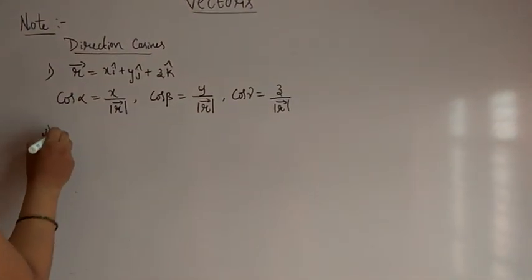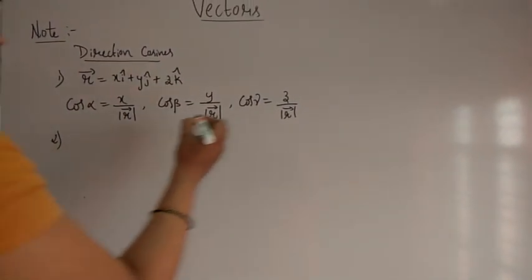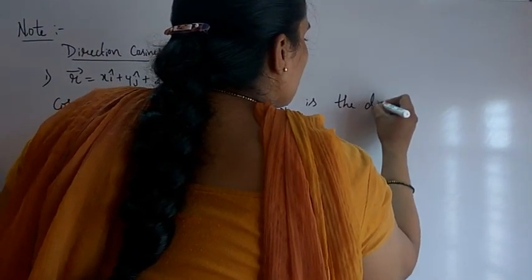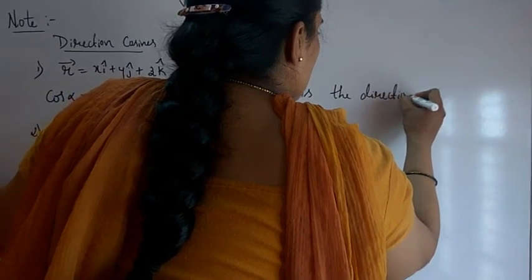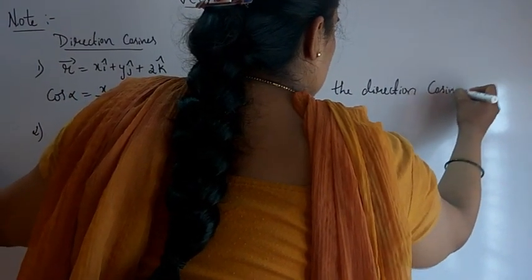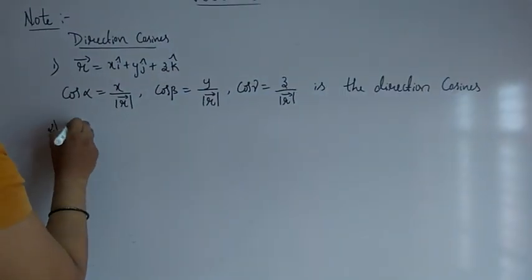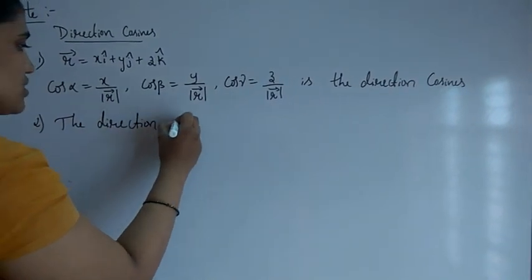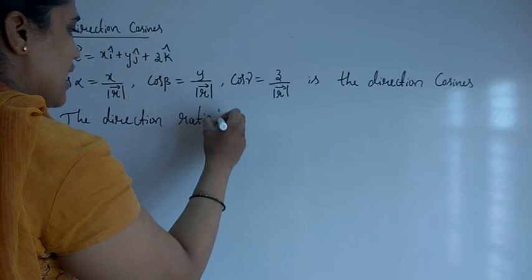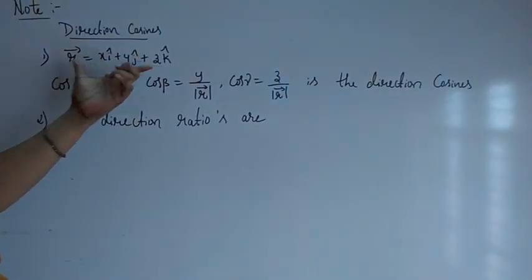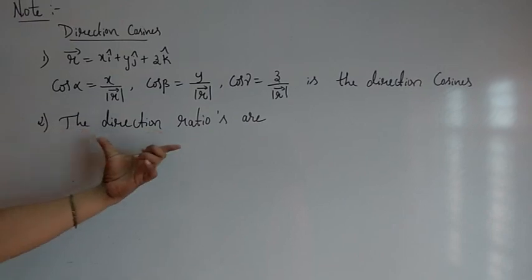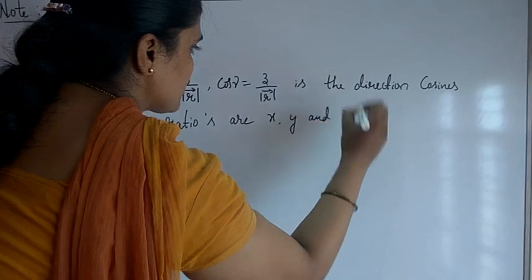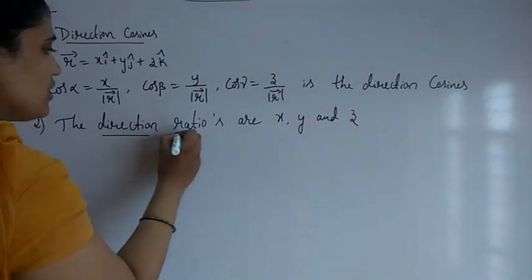Second, the direction ratios. If the vector is xi cap plus yj cap plus zk cap, the direction ratios are x, y and z. These x, y, z values we call direction ratios.